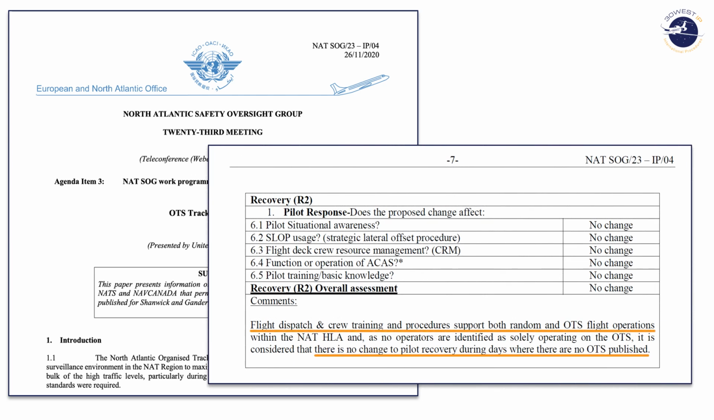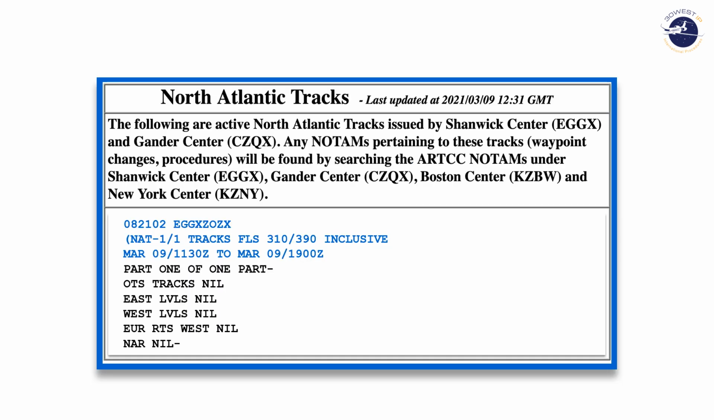And the second final statement that we're going to point out basically reiterates the previous statement, which is current flight dispatch and crew training and procedures supports both random and OTS flight operations. So there really are no changes to your operations when there are no OTS published. You will use the same track messages to determine when there are tracks published or when there are no tracks published. The first instance of OTS Tracks nil that we observed occurred on March 9, and this track message was issued by Shanwick, indicating the period of effectivity and OTS Tracks nil.